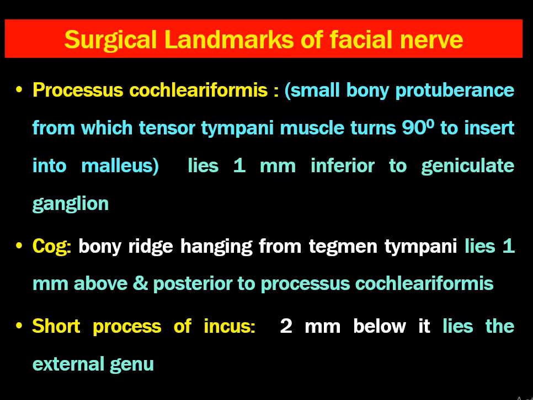2 mm below the short process of incus lies the external genu. Therefore, you can also find the position of facial nerve once you find the short process of incus. The area where the short process of incus lies is called fossa incudis. It is also one of the landmarks for facial recess approach.